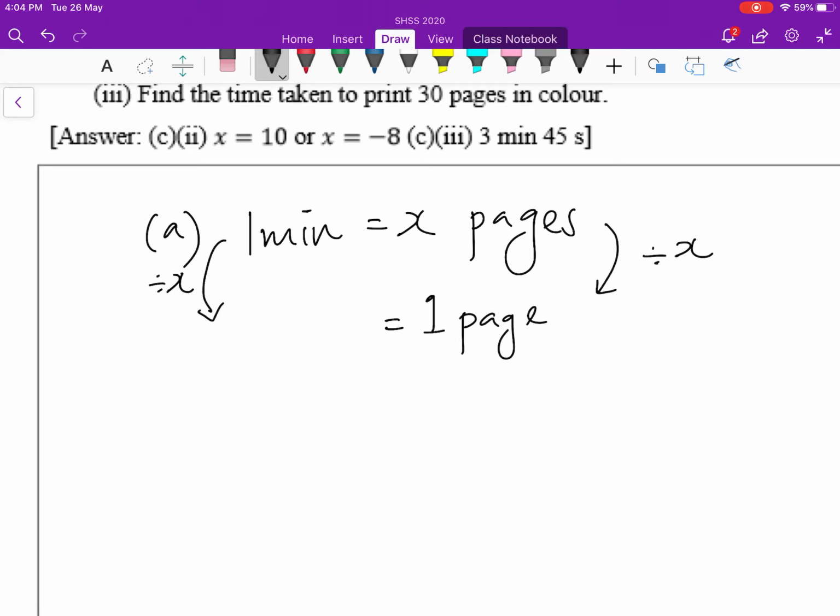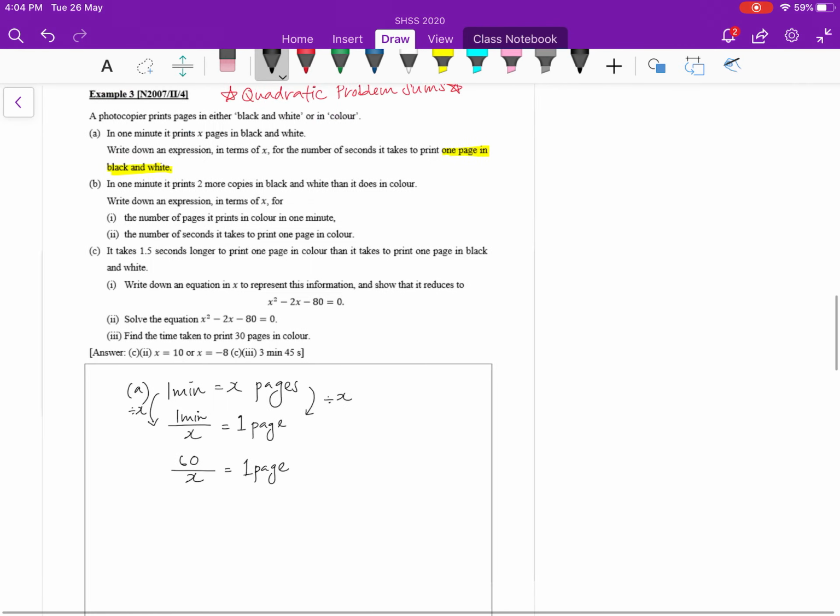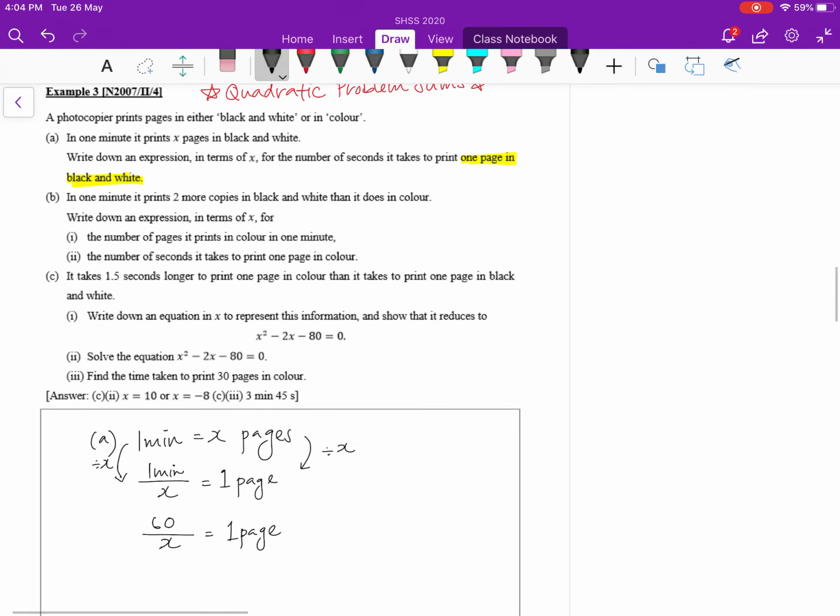However, they want it in seconds, right? So I write 1 minute over X first, but they want it in seconds, so I just change the minutes to seconds. 60 seconds over X. So 1 page is 60 over X. You see, they want the number of seconds. Okay, so that is part A. Finish. This is the answer.